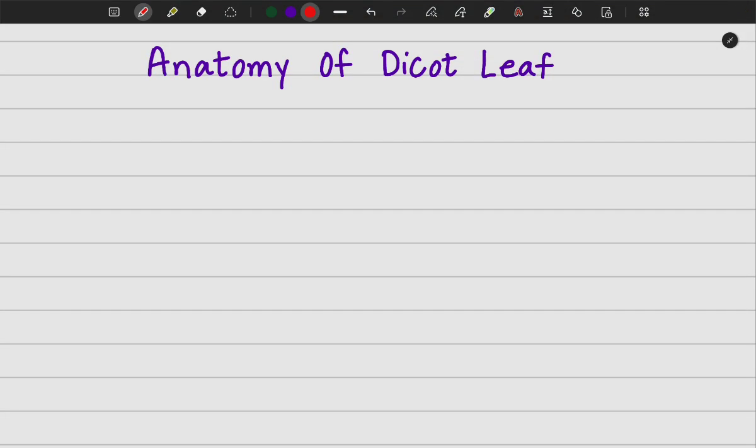In this session, we are going to learn about the anatomy of dicot and monocot leaf. So let us start with the anatomy of a dicot leaf first. The dicot leaf is also called dorsiventral leaf. If we look at the vertical section of a dicot leaf, then it shows three main regions or three main parts.